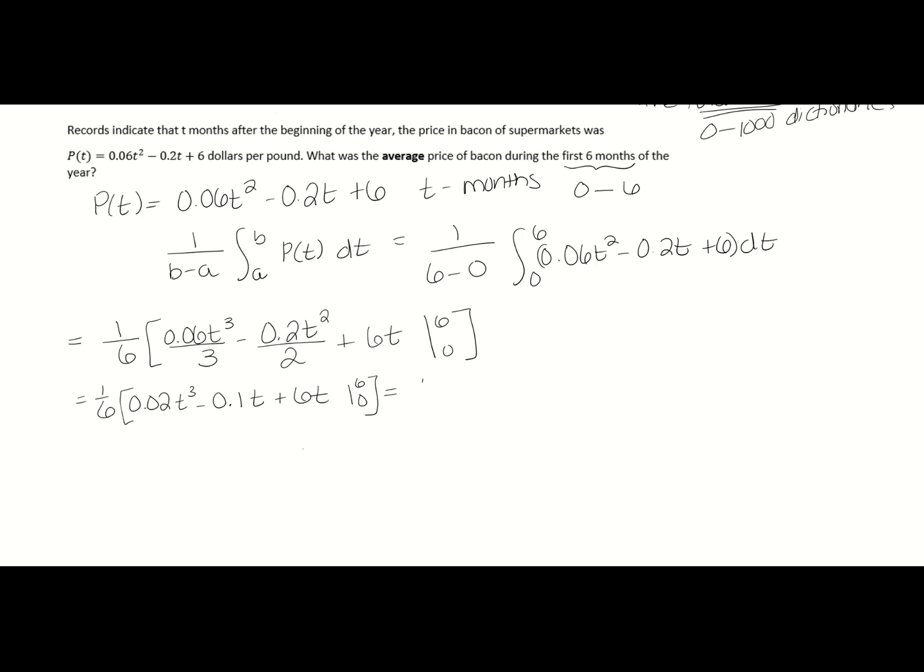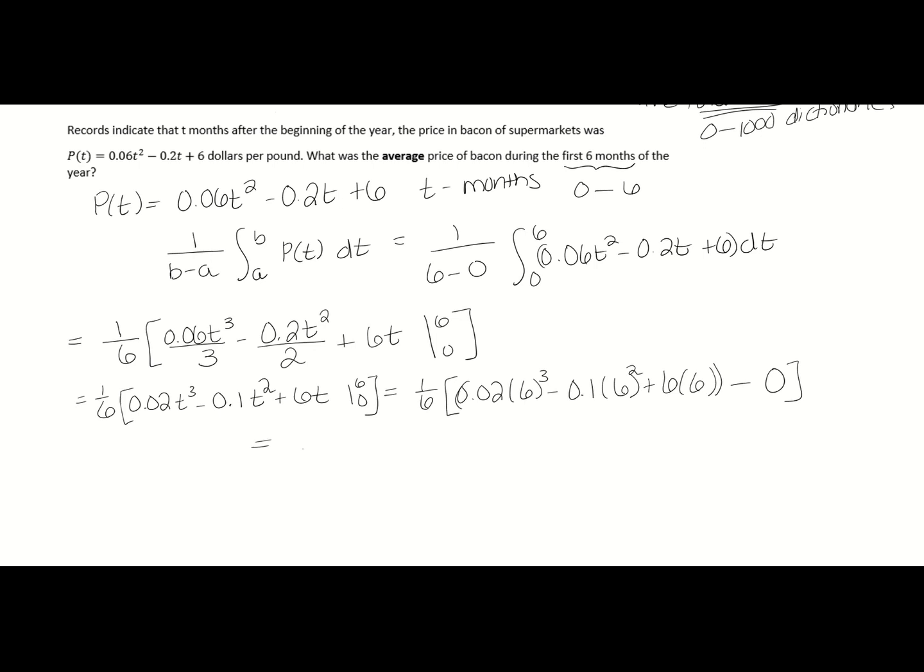So when I apply the fundamental theorem of calculus, I'm going to have 0.02 times 6 cubed minus 0.1 times 6 squared. Oops, I forgot the squared here when I simplified. Plus 6 times 6, so that's the first part here, minus, and now I need to plug in 0, but because every single one of them has a t in it, when I plug in 0, the whole second part will go to 0.